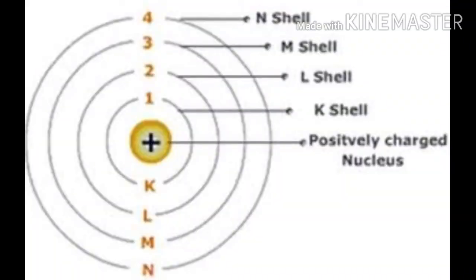Bohr has called the orbits shells. After the nucleus, he explained that there are 4 shells. After the nucleus, the first shell is named K, the second shell is named L, the third shell is named M, and the fourth shell is named N. So, the electrons revolve around the nucleus in these shells K, L, M and N.